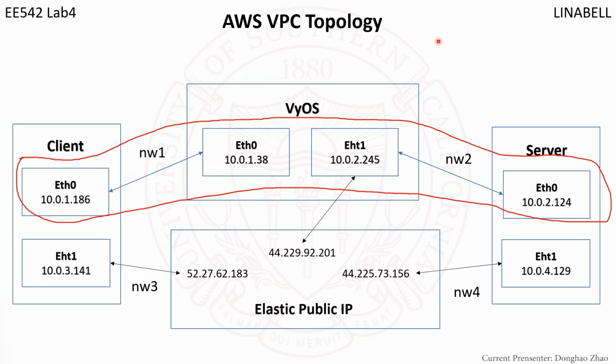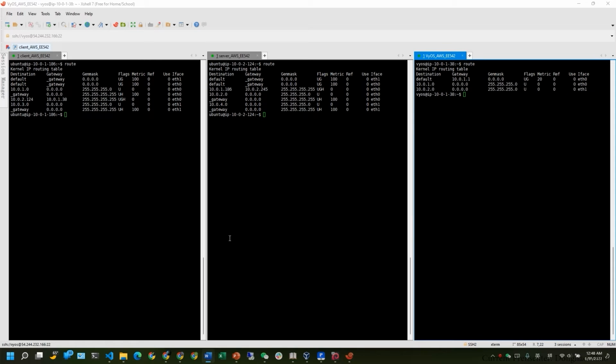So this is our VPC topology. Now we are connected to the instances through SSH. The client is on the left, the server is in the middle, and the router is on the right. And the routing table is showing the network topology that we just discussed.